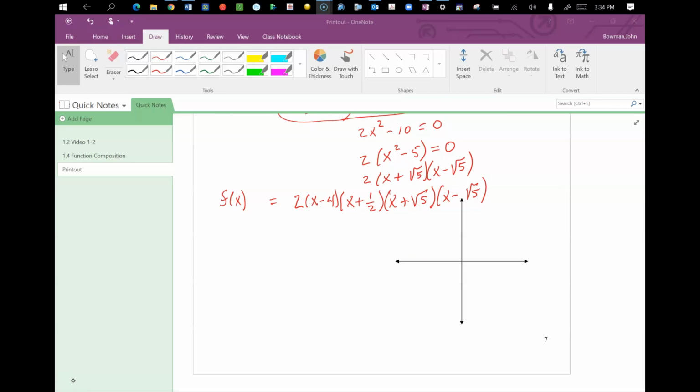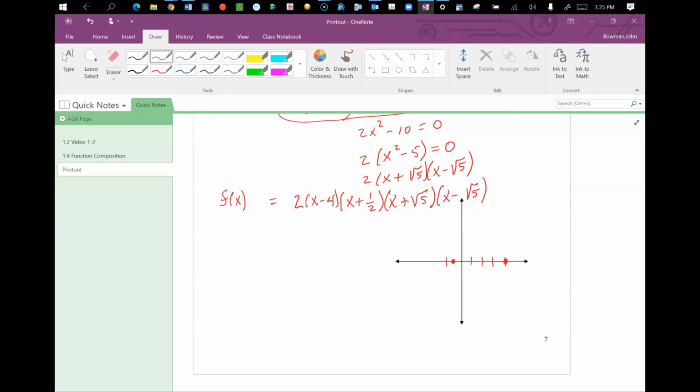We factor it so that we can graph it easily. So we know that there's a 0 at positive 4, 1, 2, 3, 4, and it has multiplicity 1, so our graph is going to cross there. We know we have a 0 at negative 1/2 with multiplicity 1, so we know our graph is going to cross there. We also know we have zeros at plus or minus root 5. So I don't know exactly what the square root of 5 is, but I know that it's between the square root of 4, which is 2, and the square root of 9, which is 3.